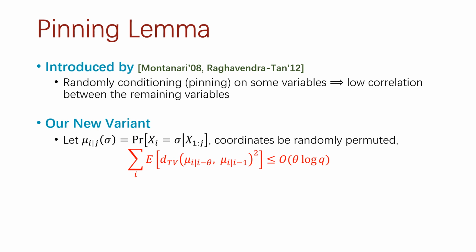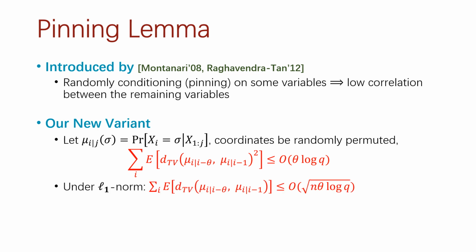Let mu_{i|j} be the conditional marginal distribution of x_i conditioning on x_1 to x_j. This is a randomly constructed distribution based on x_1 to x_j. Our new variant of the pinning lemma gives a theta log Q upper bound for the sum of squared total variation distances between mu_{i|i-1} and mu_{i|i-theta}.